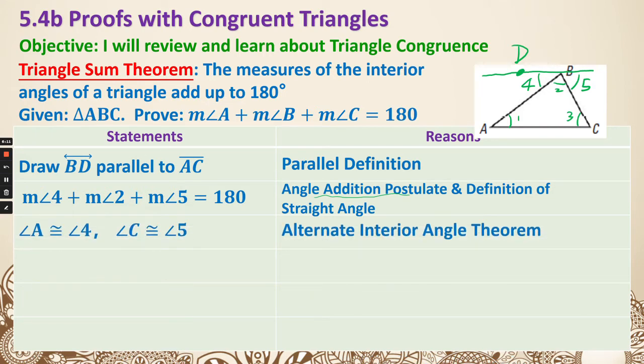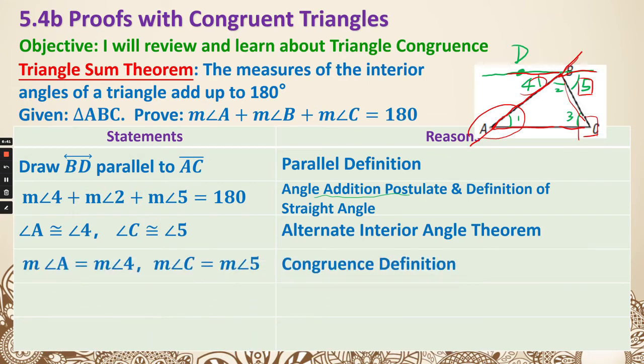Next, we can see angle A and angle 4, they are congruent. Right here, angle A, which is angle 1 as well, and angle 4, that is by, I'm going to extend this line so that you can see clearly. That is alternate interior angle, and we have the other one as well, the 5 and C, that is the other alternate interior angle. So that is alternate interior angle theorem.